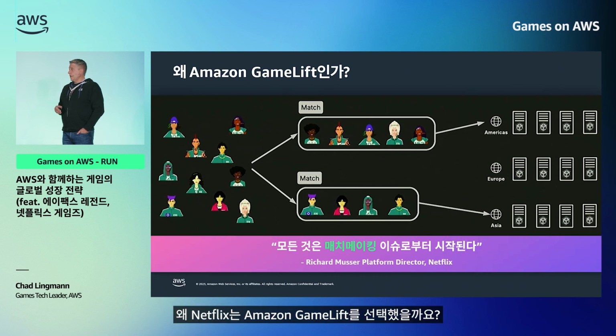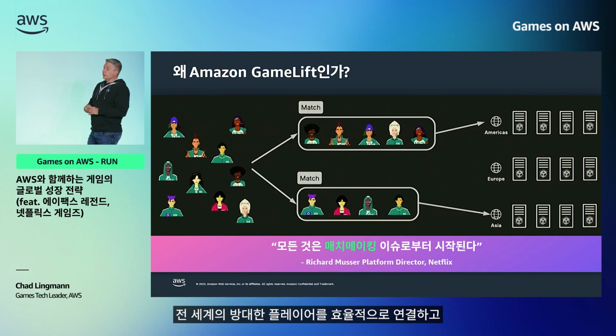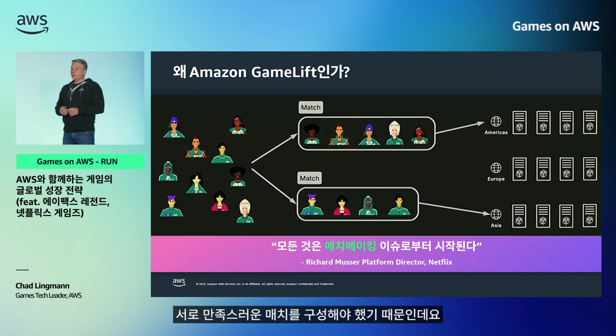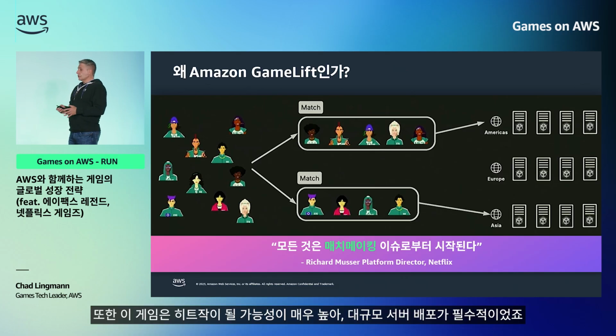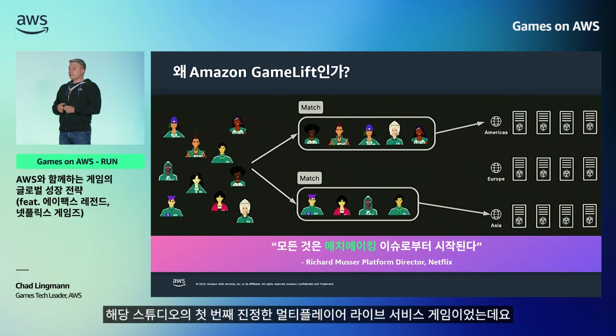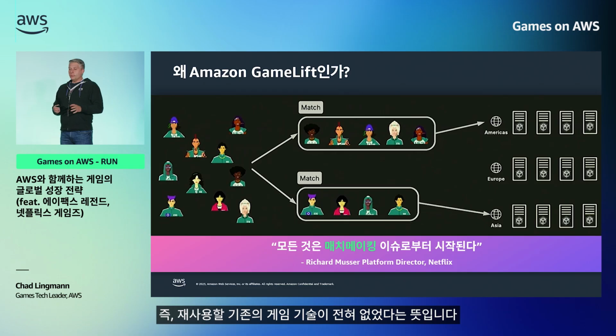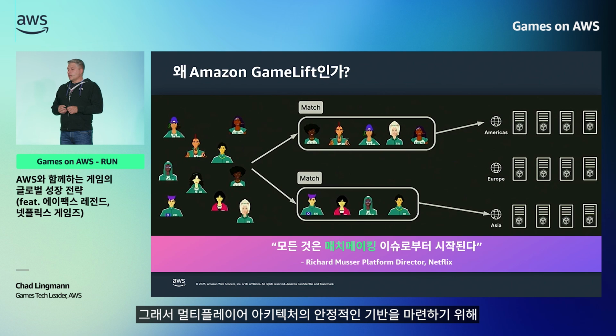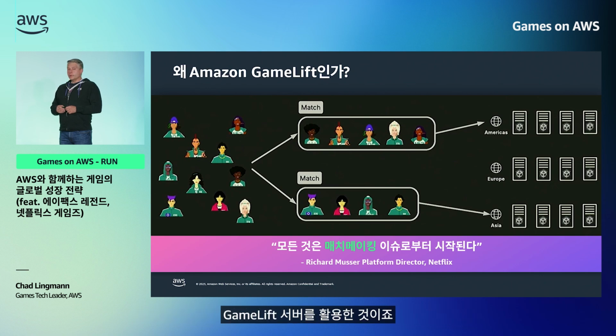So why did Netflix choose GameLift? Now, they knew it would be a challenge to wrangle their global player base and to get them to satisfying matches with other players, and they had real potential for a hit, which would require massive deployment of game servers at scale. And to make matters even more fun, this was the studio's first truly multiplayer live services game. This meant they had no pre-built game tech to reuse. So they leaned on GameLift servers to provide a solid basis for their multiplayer architecture.